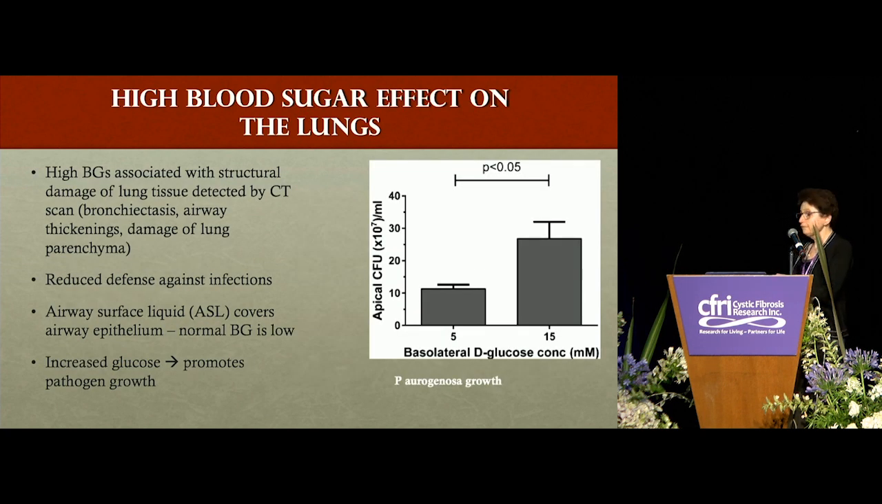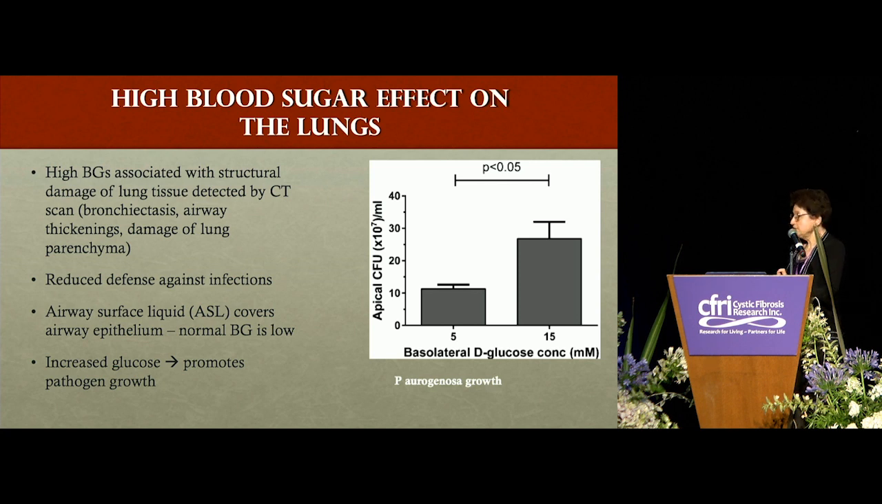High blood sugar affects the lungs as well. High blood sugar has been associated with damage of the lung tissue, as detected by CT scan. When they did CT scans, they showed that bronchiectasis, airway thickening, and damage of the actual lung parenchyma are more common in individuals who have CFRD.